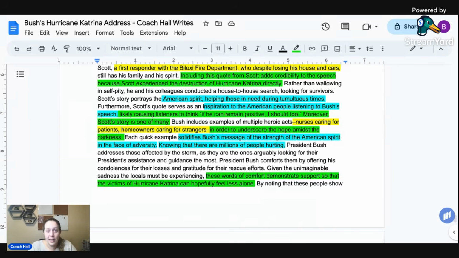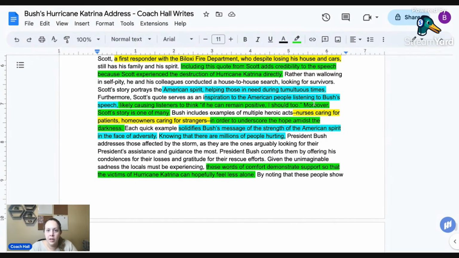So I hope this helps to reinforce the fact that annotating before you start writing can be really helpful because you can incorporate your annotations into your essay. You can also see that there's more references to the message about the American spirit and the purpose, trying to inspire the American people that are listening. And because we said that Bush included multiple examples, we want to perhaps give more than one example. So here we have a reference to the nurses. Notice that it's offset by dashes, which makes it a little bit more advanced punctuation. And then we have the purpose here, in order to underscore the hope in the midst of darkness. So we see a reference to purpose and to message.